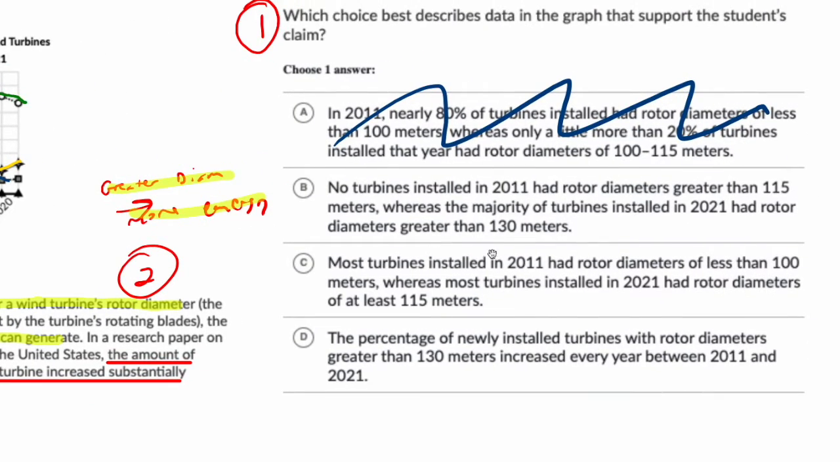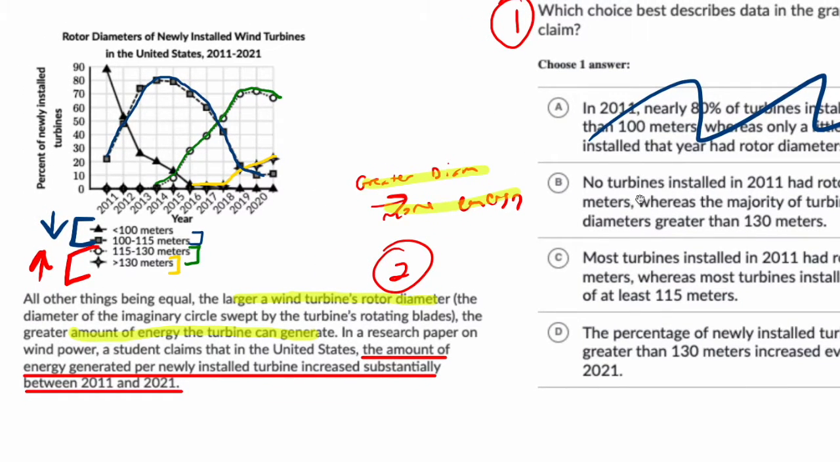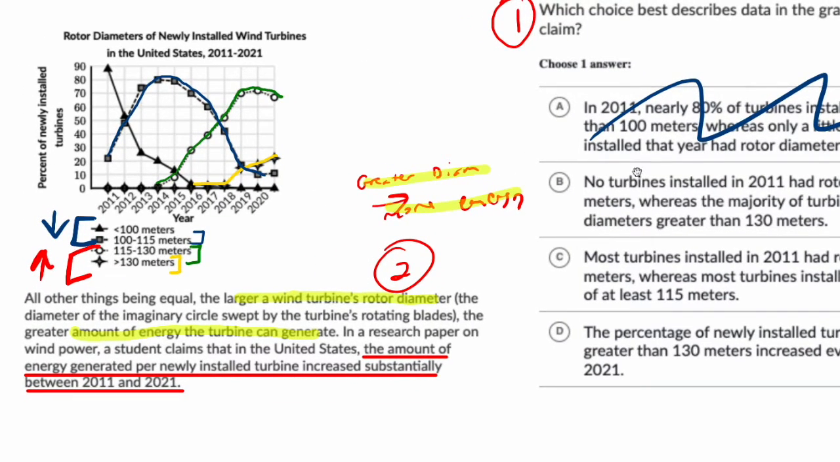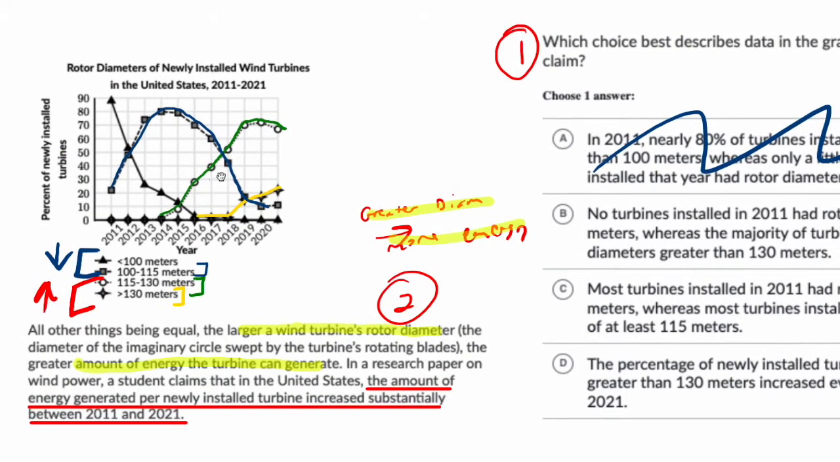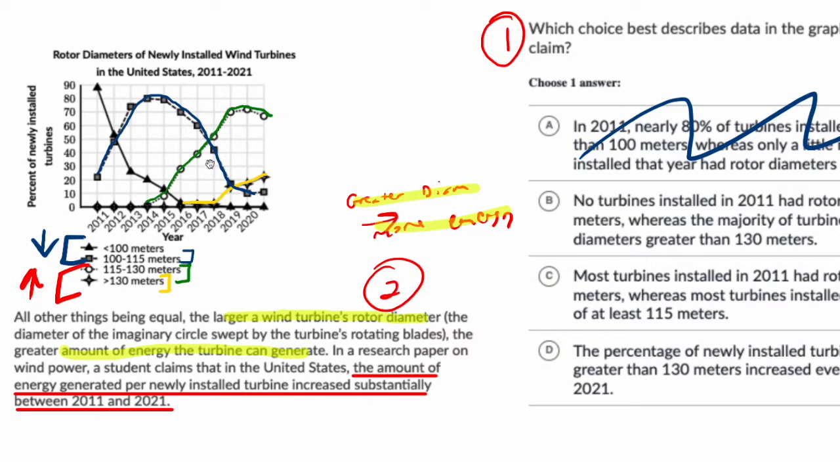No turbines in 2011 had rotor diameters greater than 115, whereas the majority in 2021 had rotor diameters greater than 130. Now, that would be relevant. So here's where it becomes important to check for accuracy once you've determined that it is relevant. And this is kind of extreme. No turbines in 2011. And that actually is accurate. B, that is accurate for the first part, whereas the second part, the majority in 2021 had diameters greater than 130. That is not correct.